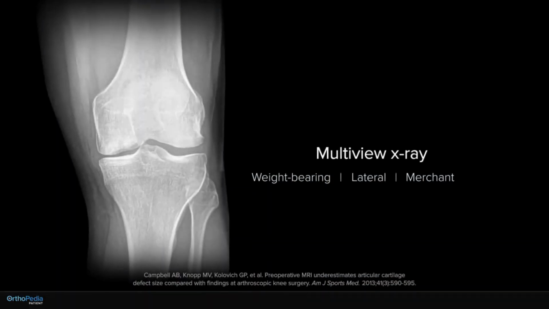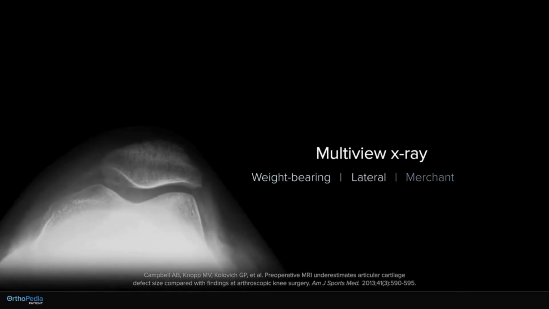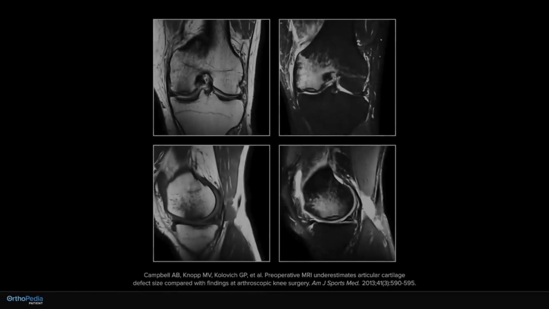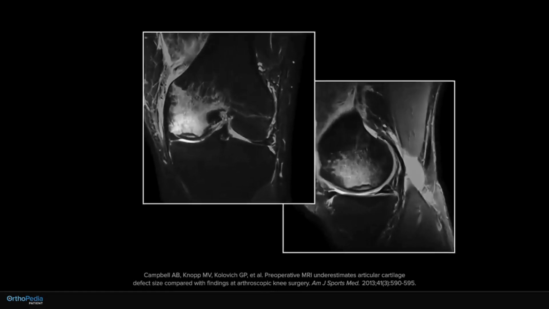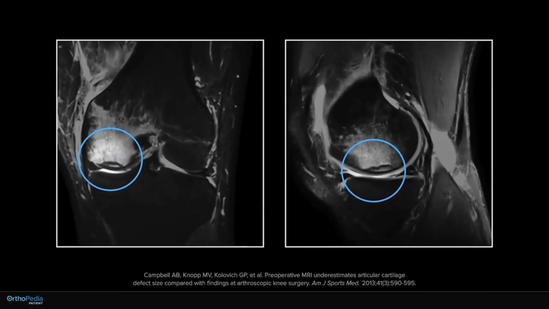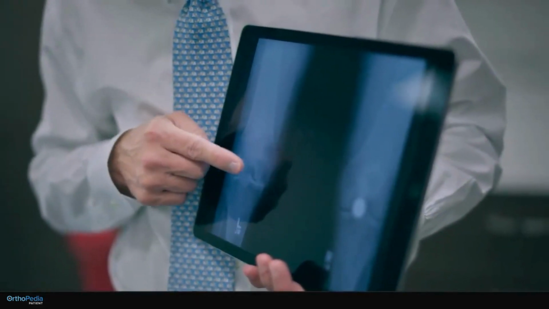To help make a diagnosis, a healthcare provider will likely perform imaging studies. A multi-view X-ray looks at the knee from different angles, including weight-bearing, a lateral or side view, and a Merchant or top-down view. An MRI can also be used to examine the cartilage. On this MRI, there is cartilage damage at the end of the thigh bone, which causes the bright white bruising of the bone. A healthcare provider will use these findings along with a patient's symptoms to recommend the appropriate treatment options.